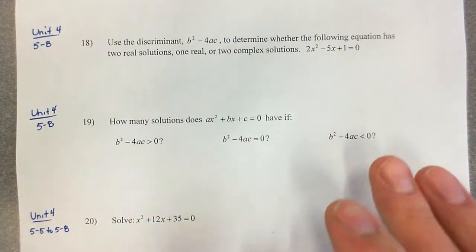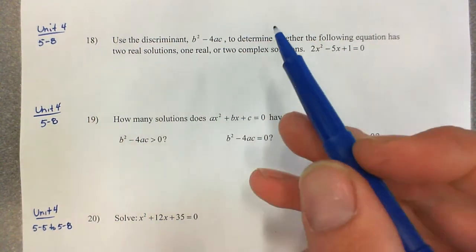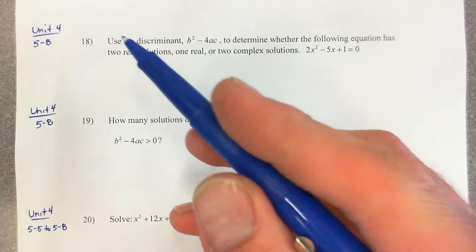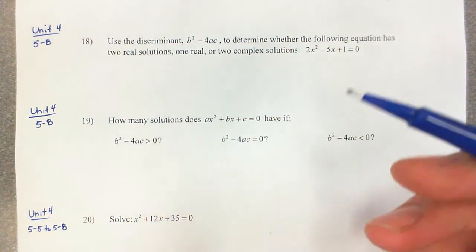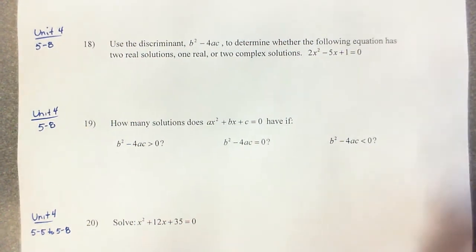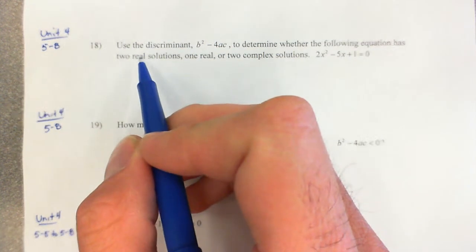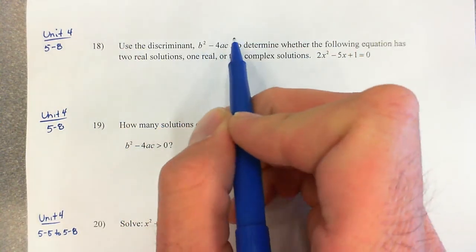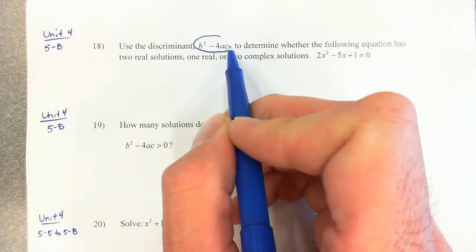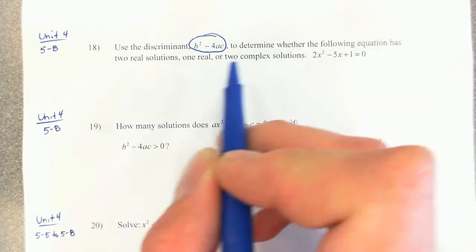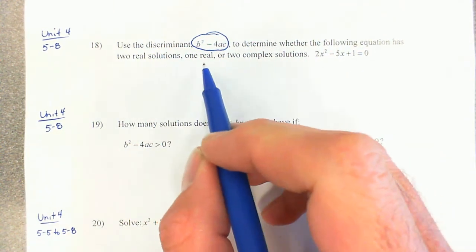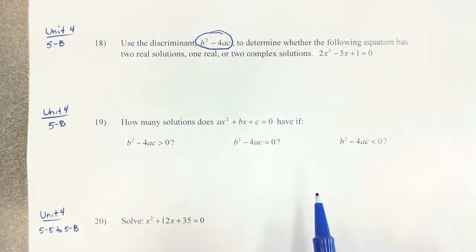Alright, in this video, we're going to look at some questions from Unit 4, which is numbers 19 through 22 on the final exam review. So here on 18, we're asked to use a discriminant, which we give you the formula for the discriminant, to determine whether the equation has two real solutions, one real solution, or two complex solutions.